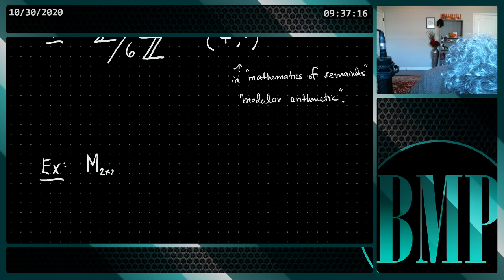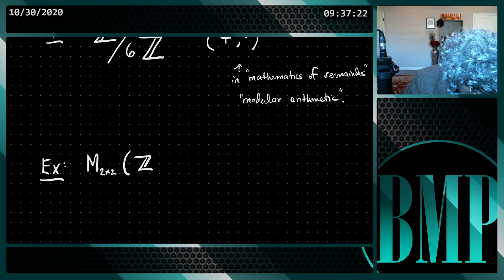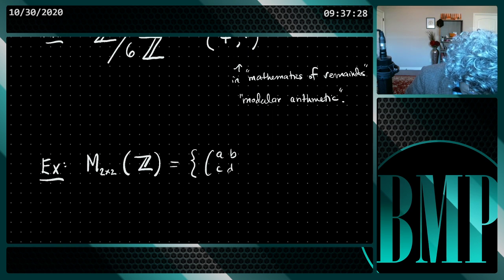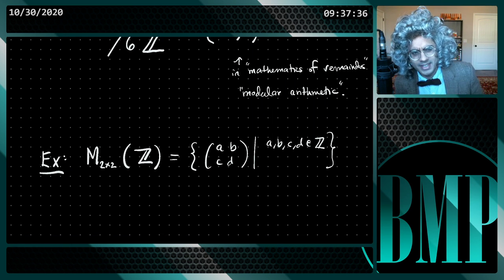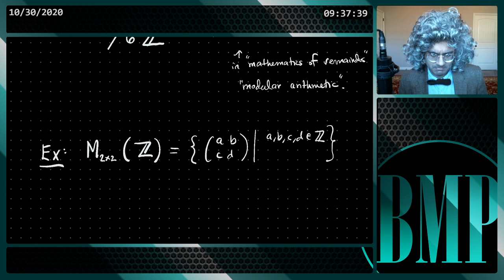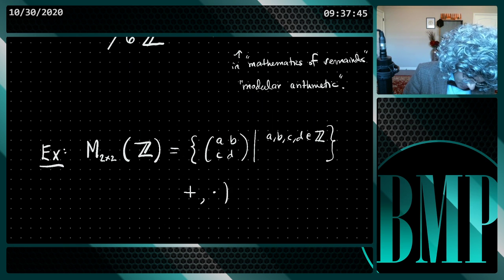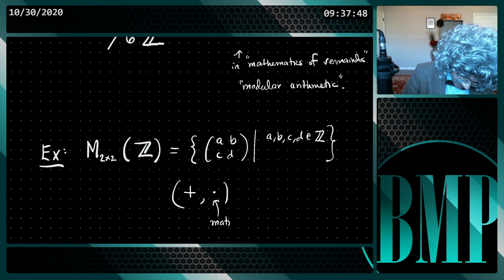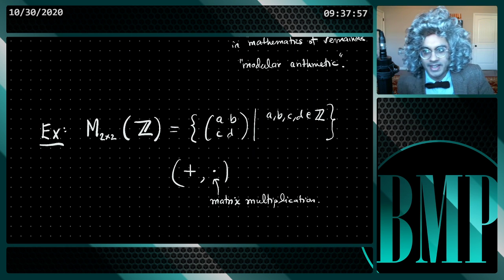Let me show you another ring. 2x2 matrices with integer entries. No condition on invertible or not. All of them. With addition of matrices and matrix multiplication. Okay.